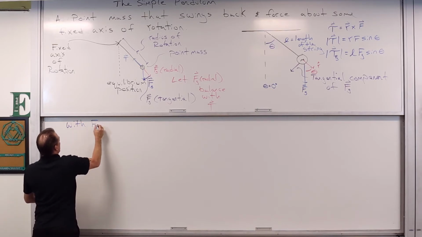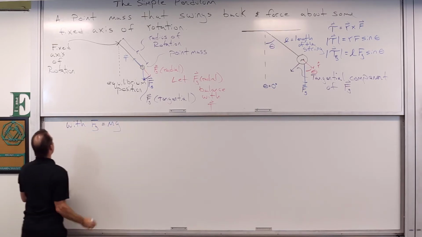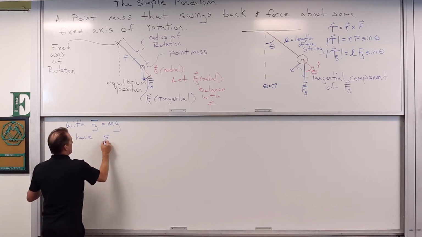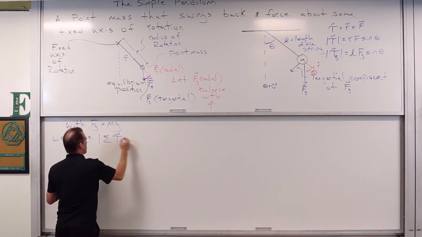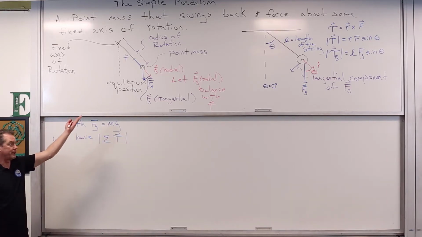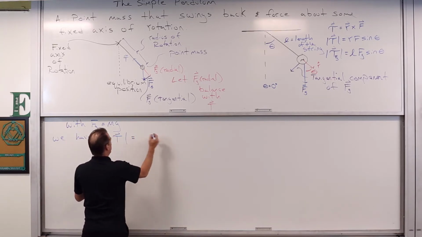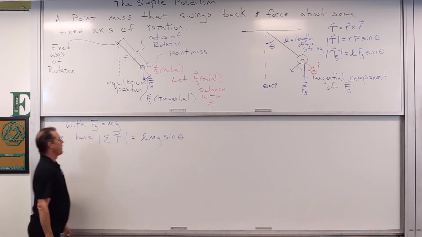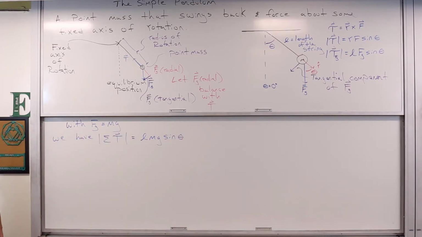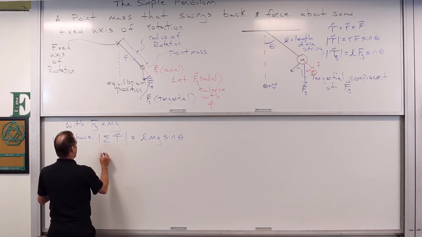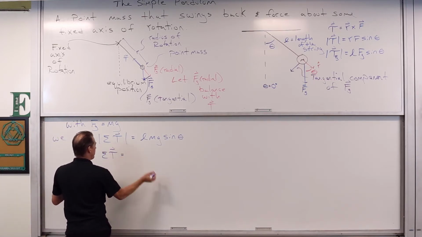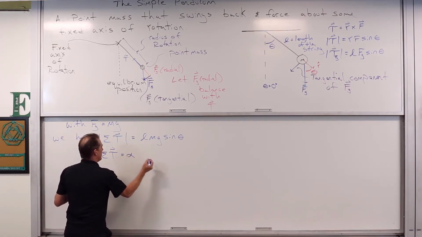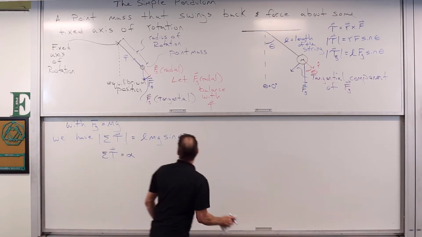With F sub g being equal to mg, we have that the net torque in terms of its magnitude, there's only one thing producing the torque, is equal to L mg times the sine of theta. And what do we know about net torque? Well, the net torque acting produces the angular acceleration of the mass about its moment of inertia. Usually we put I alpha. Let's do it.